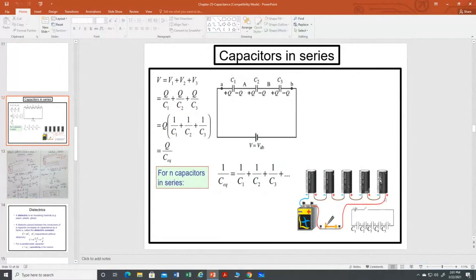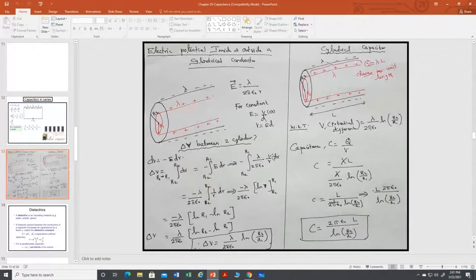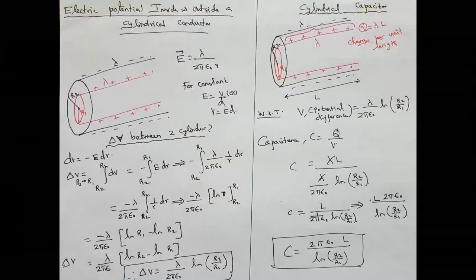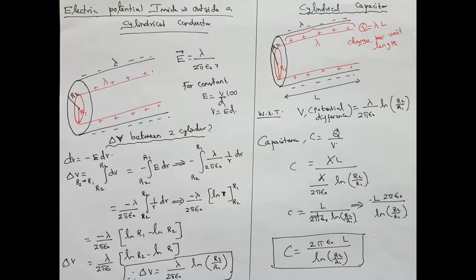So yesterday we finished up to here. We finished the capacitors in series and parallel. So today we are going to discuss the cylindrical capacitor. The most important thing, we need this formula. So the explanation of this formula is given here.